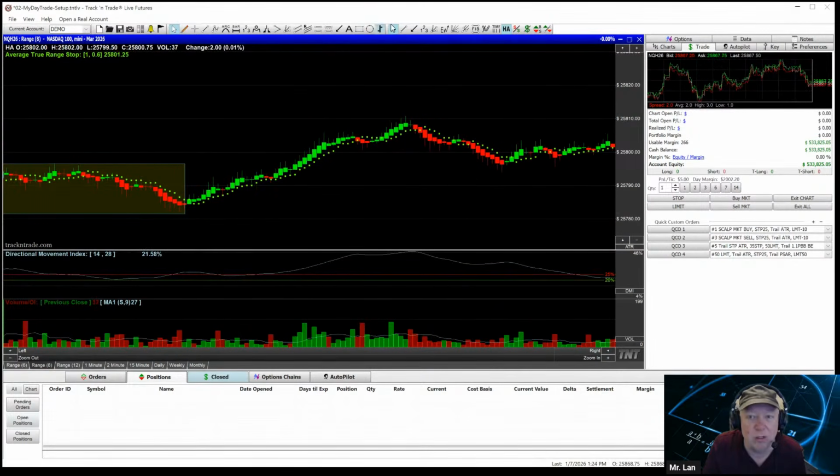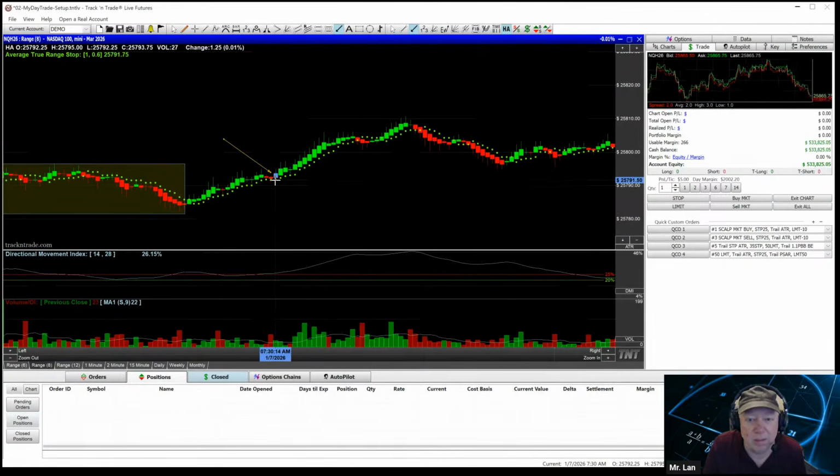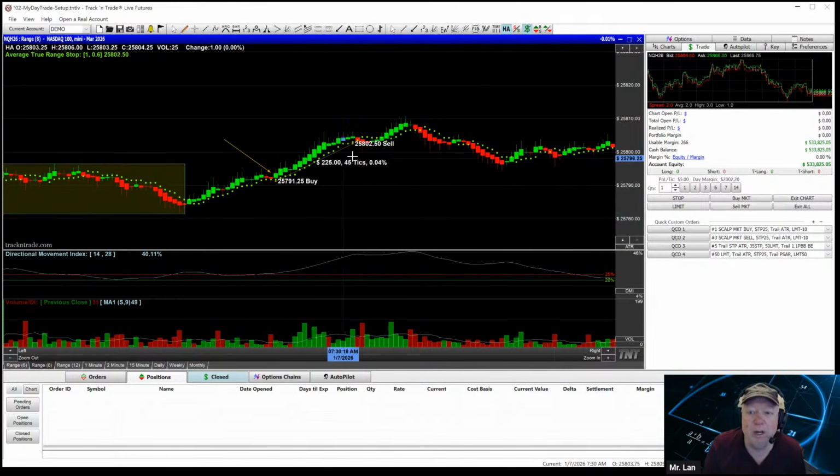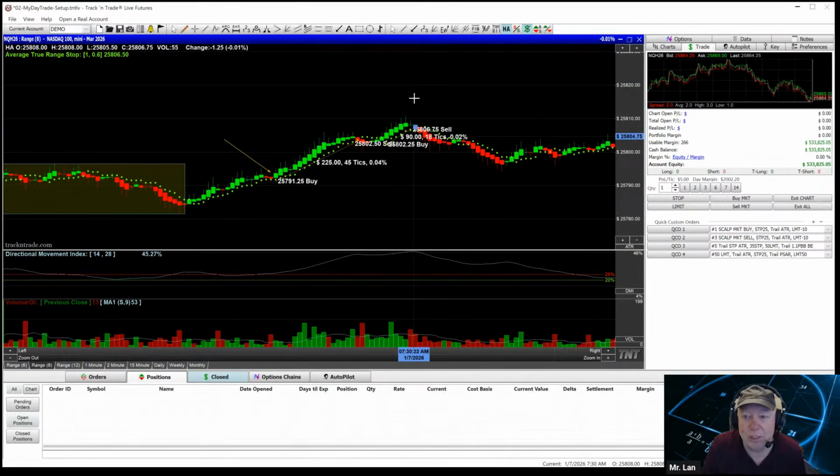And maybe you'd have caught this one right here. Maybe you'd have got in right after that little red bar. I don't know. Maybe you said, okay, I'm going to take that one, and you caught it from that red bar through the nice flat green bars all the way up to there. That would have been $225. And then it'd come down here. I don't know if you'd have caught this last little piece for another $90 or not.